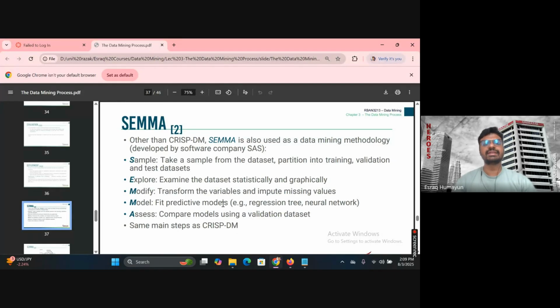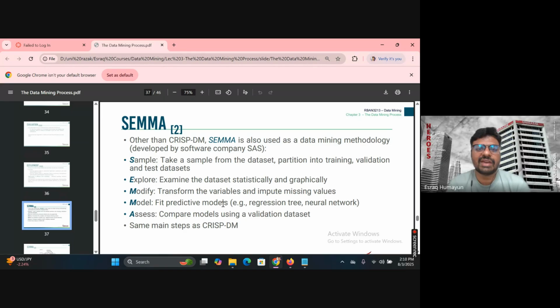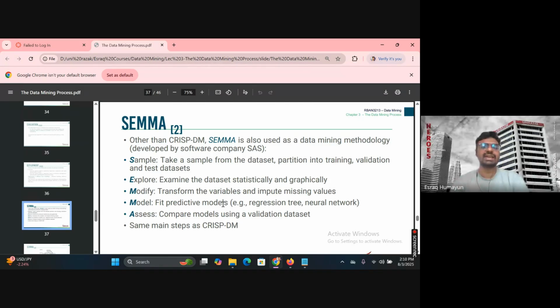Now, what is SEMA? Do you know what SEMA is? We have seen CRISP-DM and discussed it also. Now we are going to learn SEMA. SEMA is another data mining methodology. CRISP-DM and SEMA, I won't give the difference because you don't need it, but in interviews people may ask you this question.